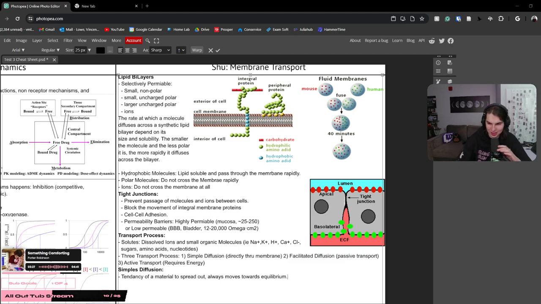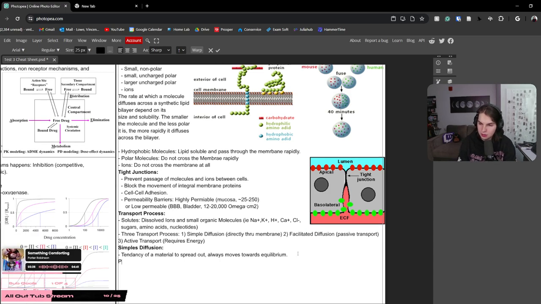That's funny. You have to put work into the system for it to work. But yeah. So again, simple diffusion is pretty common. For passive diffusion, let me see. We're going to type and then talk. I'm just going to snipping tool this chat.